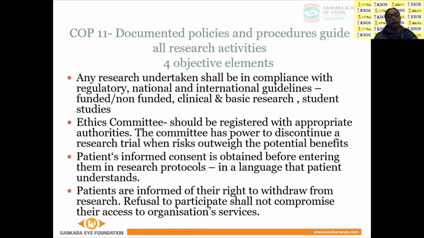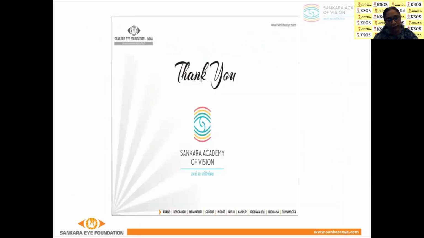And the patients are informed about their right to withdraw from the research, and refusal to participate shall not compromise their access to the organization's services. So this also has to be made clear and this has to be well documented in the patient consent form. So your patient consent form and a consent form for the patient who are recruited in a clinical study, they should be different.